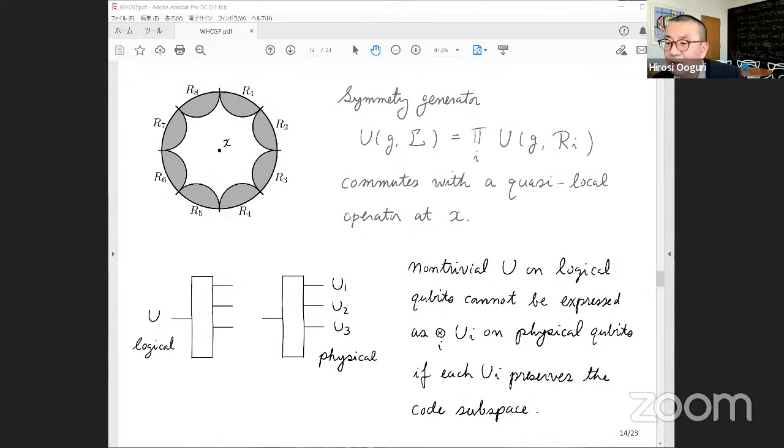So the argument seems pretty simple. Why does the proof take so much space? Because we have to be careful in defining what we mean by symmetry. As you can see, even in this talk, I took more time explaining what symmetry is. In the paper, it took even more time.